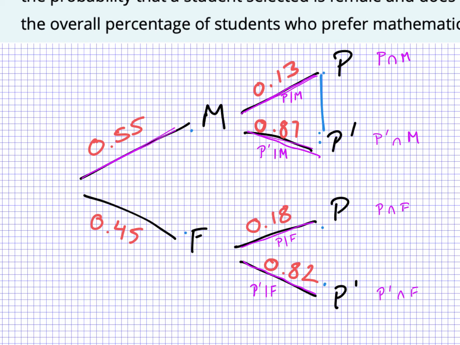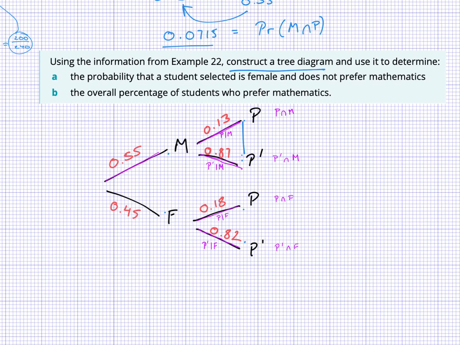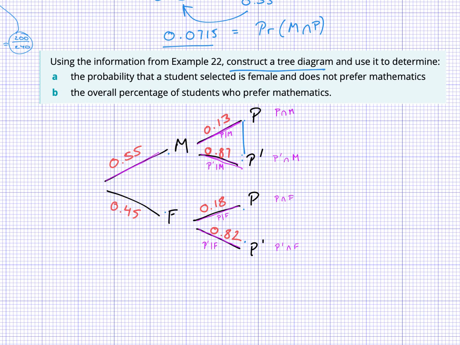All right, so there's a few things we can calculate on these tree diagrams. So let's have a look at the question again. Find the probability that a student selected is female and does not prefer mathematics. All right, so female and does not prefer mathematics. We're obviously looking for this arm here. So this arm is going to be 0.45 multiplied by 0.82, and that's going to give us an answer of 0.369. So I have a 0.369 chance that I select a student at random, it'll be female and doesn't prefer maths.